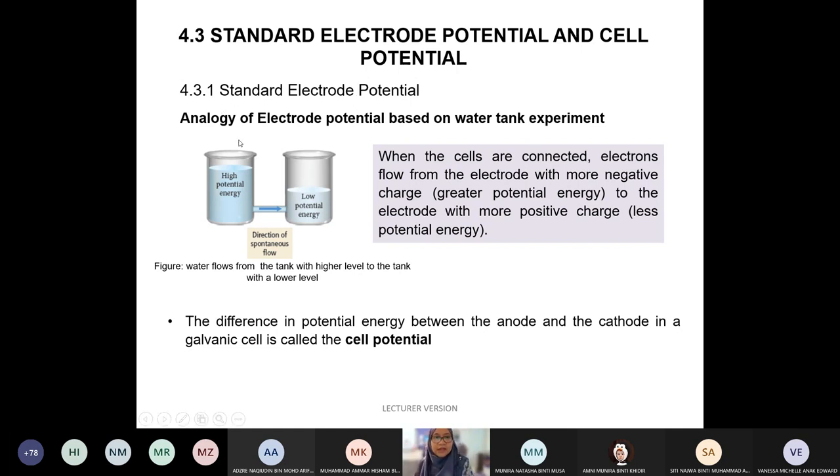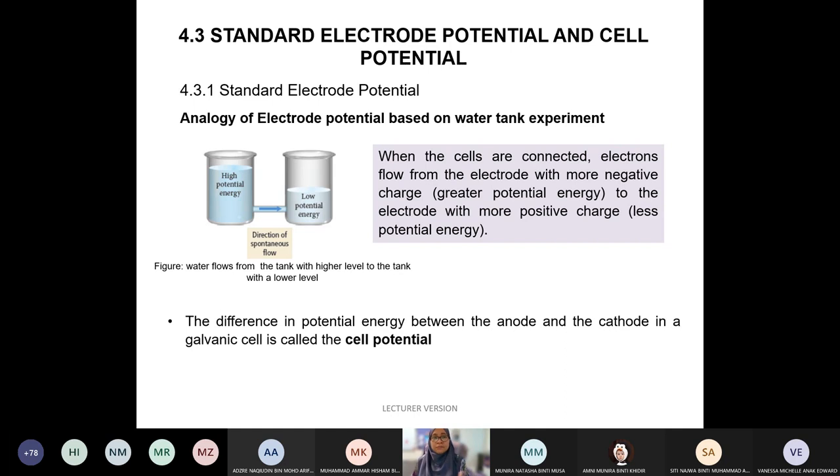Standard electrode potential. Okay, so the analogy of electrode potential is based on the water tank experiment. So, I already mentioned this difference in electrode potential. By nature there will be some with high potential energy, some with low potential energy. Like you and your friend. You like chemistry, your friend doesn't like chemistry. That means we consider you to have high potential in chemistry, and your friend has low potential in chemistry. Same goes to electrode potential. Copper and zinc: zinc has higher electrode potential compared to copper. Copper and silver: copper by nature has a different potential, simply put.